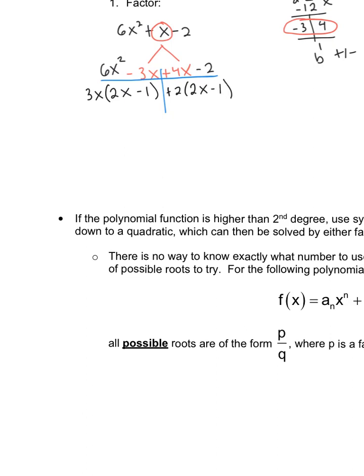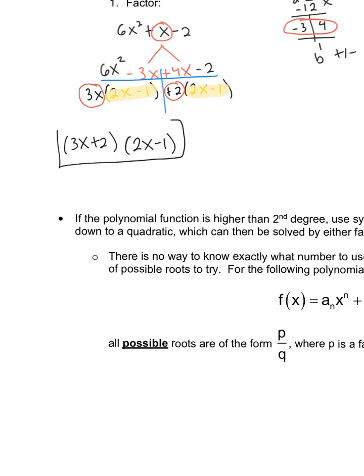So we know we've done this correctly because these terms are matching. So the matching term is one of the factors. The other factor are the two GCFs that you took out. Okay, so that's my factored form.